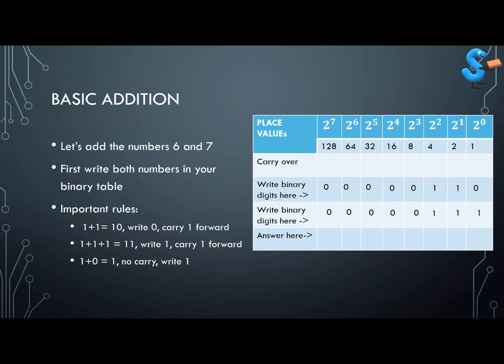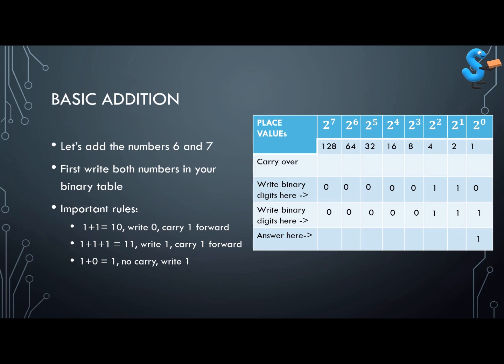These are some important rules for when you're adding in binary. The first one is 1 plus 1 is 10, or 2 in denary, so you write the 0 and carry 1. The second rule, adding three ones together gives us 11. Write 1 and carry 1 forward. Final and easiest rule of all, 1 plus 0: write the 1 and there is no carry.